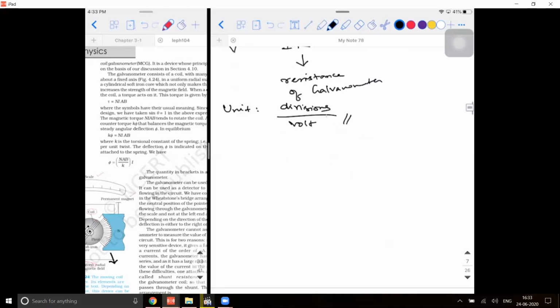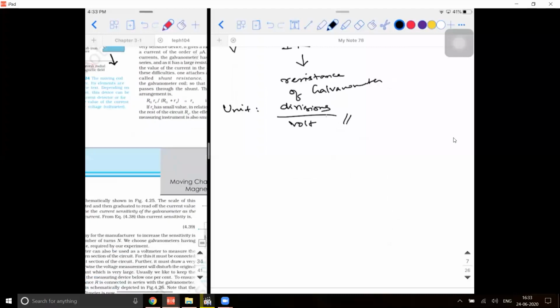Okay, so this is all about the galvanometer. Shunt resistance has something to do with the ammeter. Don't worry about it. If this is clear, I'll proceed to the next topic. I hope most of the questions are covered in it.